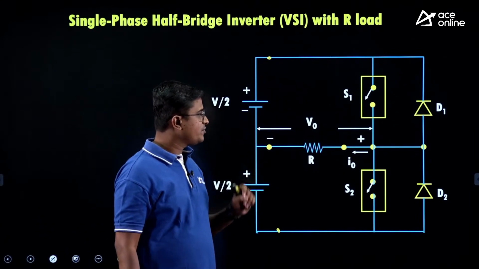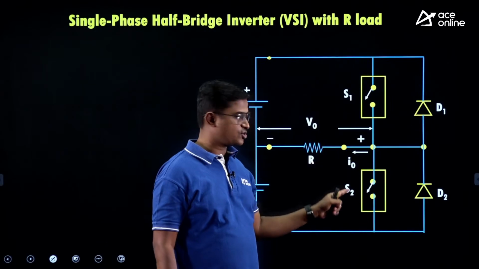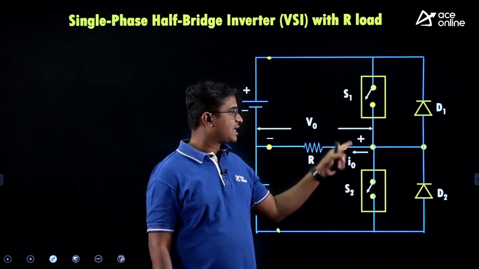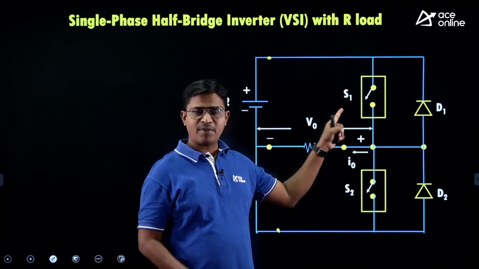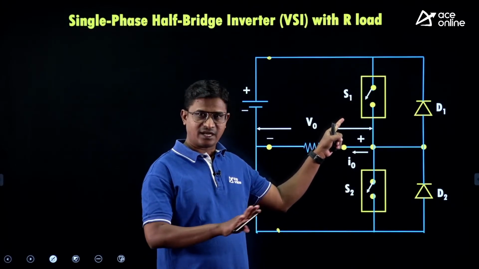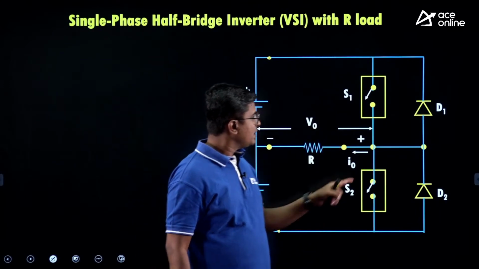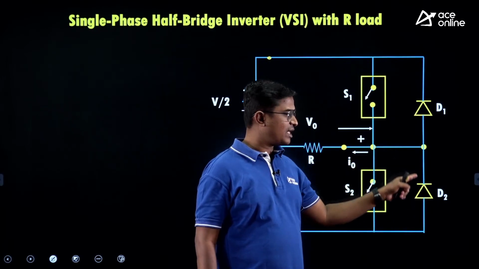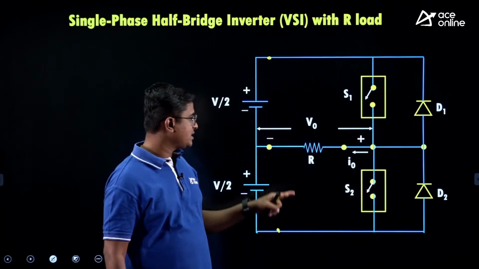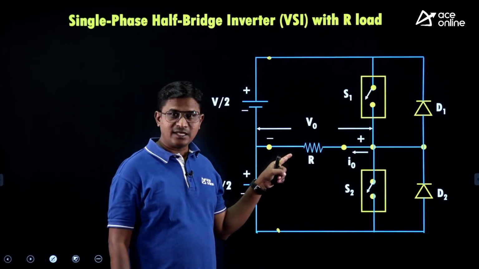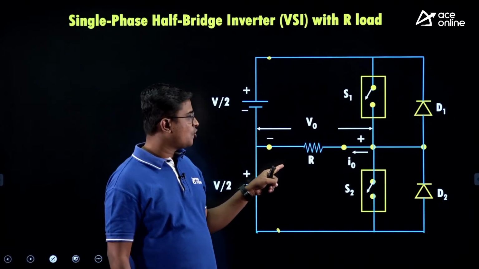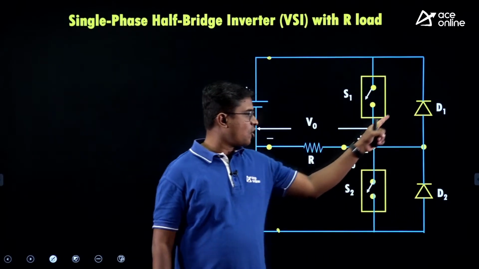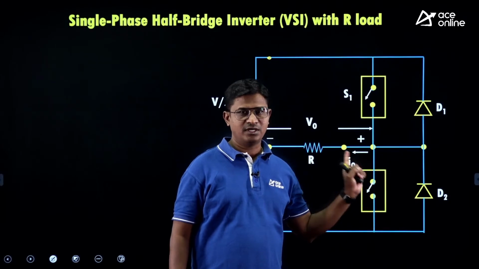Next, here we are using 2 switches, S1 and S2. These 2 switches are fully controlled switches. This can be a power BJT, power MOSFET, IGBT or GTO, etc. Next, across each switch a diode is connected in anti-parallel. These diodes are known as feedback diodes. As long as the load is resistive, there is no operation of these diodes D1, D2.